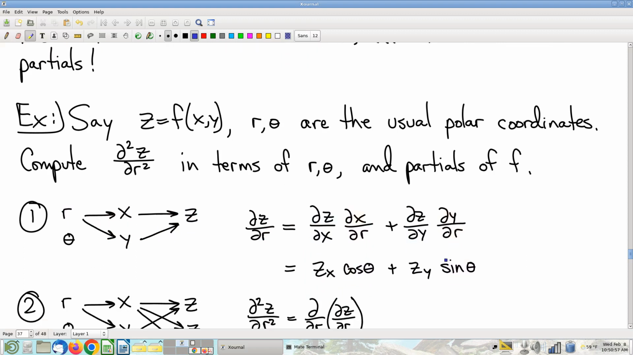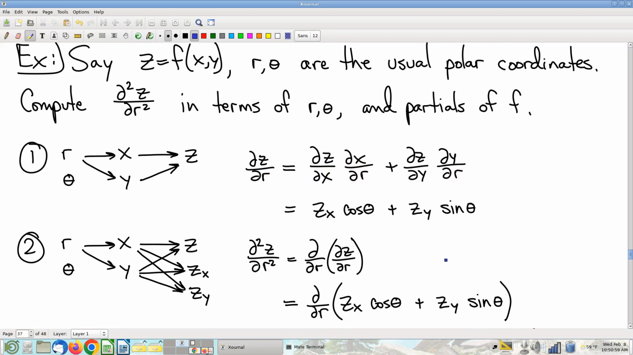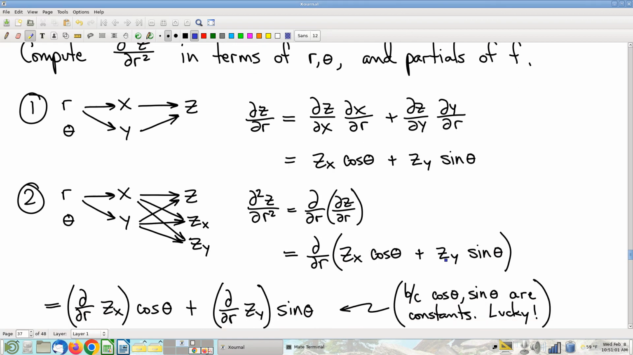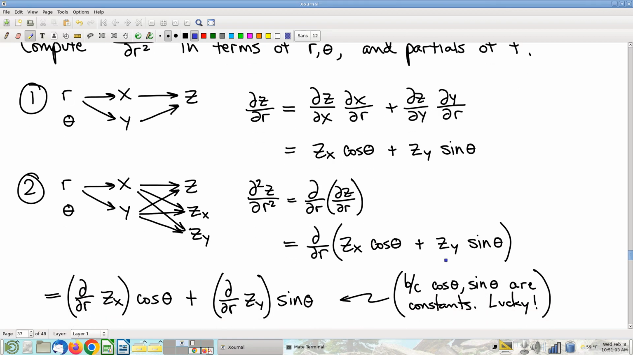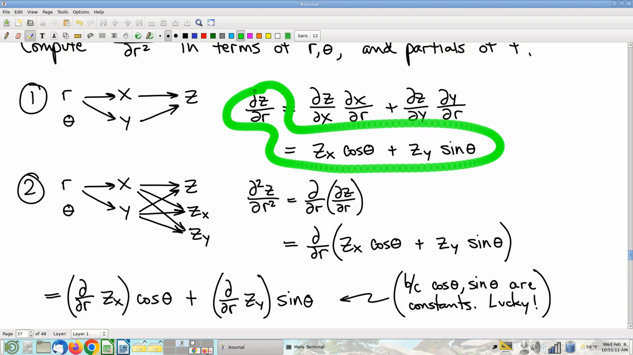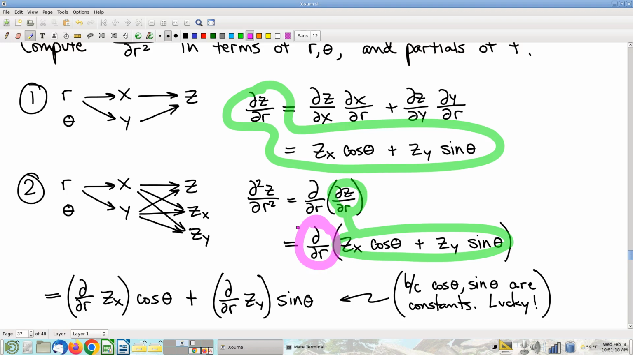Okay, so now let's take that second partial. The second partial, of course, is the r partial of the r partial. The r partial that we just computed is what I'm taking another r partial of.